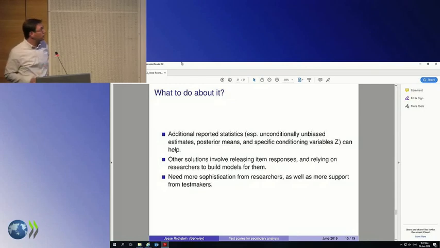Another solution I think would be worth exploring is releasing the item responses. It's putting more burden on the secondary researchers. Not all secondary researchers are going to be able to fit models for item responses, but if you want to get the answer right, that's really the only option. And I think, again, part of the solution has to be that the secondary researchers have to be more sophisticated about how they use the data.